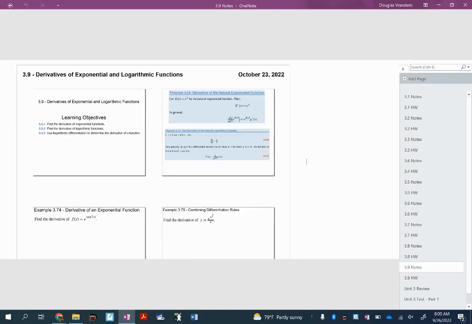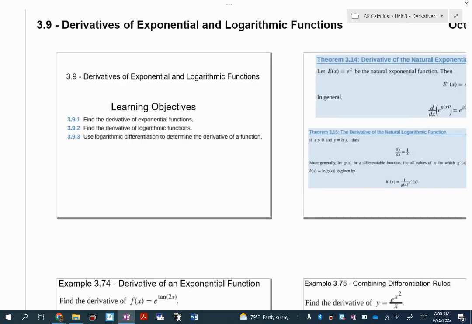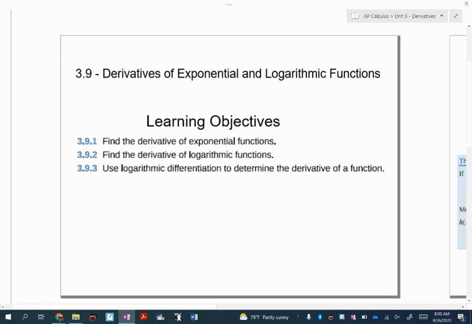We're going to go over finding some derivatives of exponential and logarithmic functions. And this is a very short lesson. It's actually a lesson that I did not do last year with my students because the likelihood of seeing a ton of this is low. And it's really just very much about, do you have the formulas memorized?